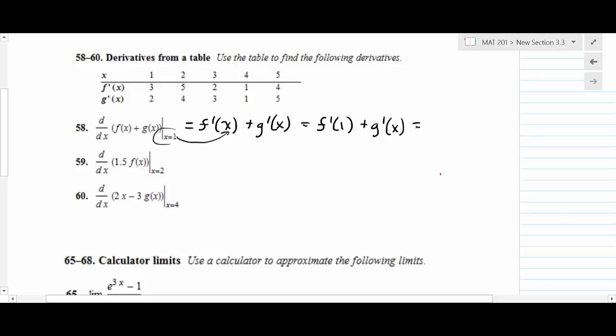Now you just look at your table. The other purpose of this is, can you read the table okay? So if you look at my table, f prime of 1 is equal to what? 3. That's what that says. Then g prime of 1 is going to be 2. That's the g prime row, and you're just looking at the row and column. So that means the value of that is 5, like that.